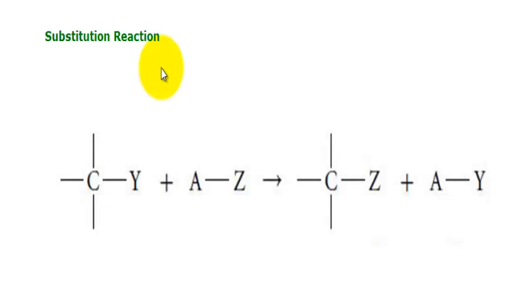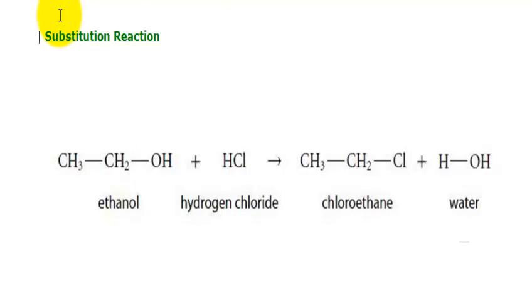A substitution reaction occurs when one atom or functional group in a compound is replaced by a different atom or functional group, and the carbon atoms are bonded to the same number of atoms in the product as in the reactant. An example of a substitution reaction is an alcohol reacting with a hydrogen halide to produce a haloalkane.